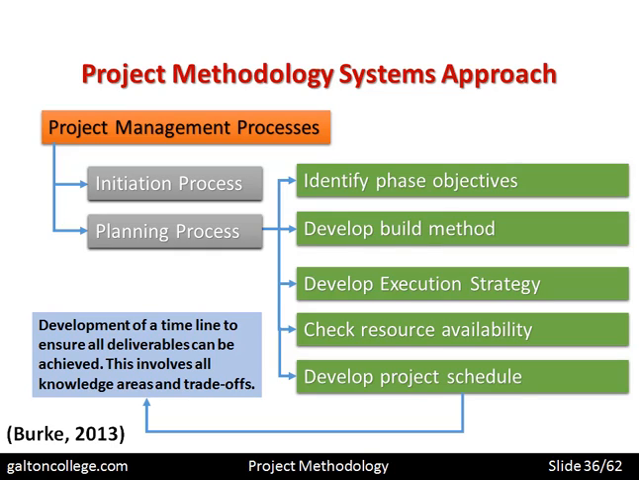Develop a project schedule. Development of a timeline, for example, to ensure all deliverables can be achieved. This involves all knowledge areas and trade-offs. In other words, look at the project schedule. It could be use a Gantt chart and carefully work out where one task ends, the next task starts, and look at who's involved and optimize the use of the resources within the project team.